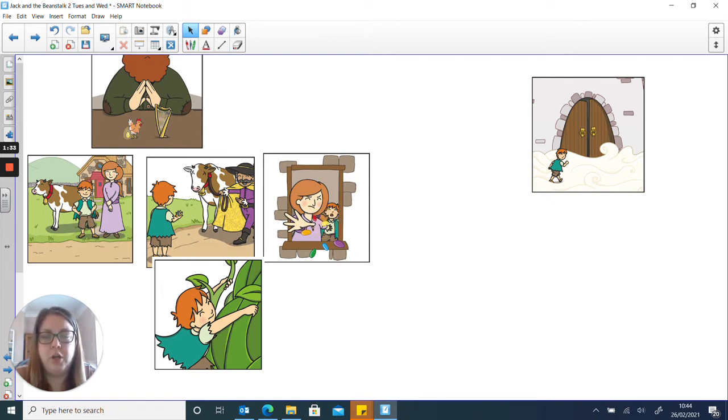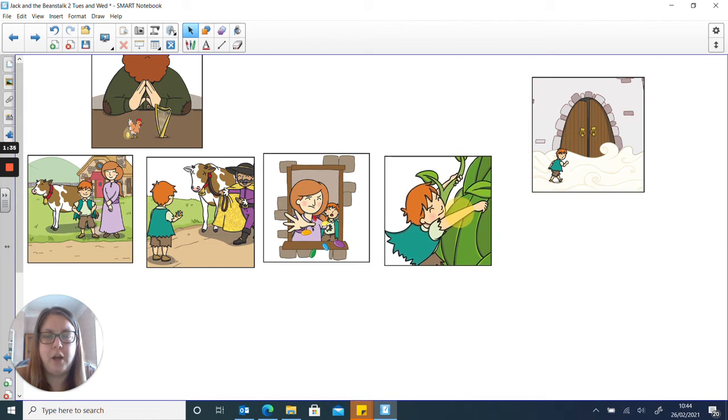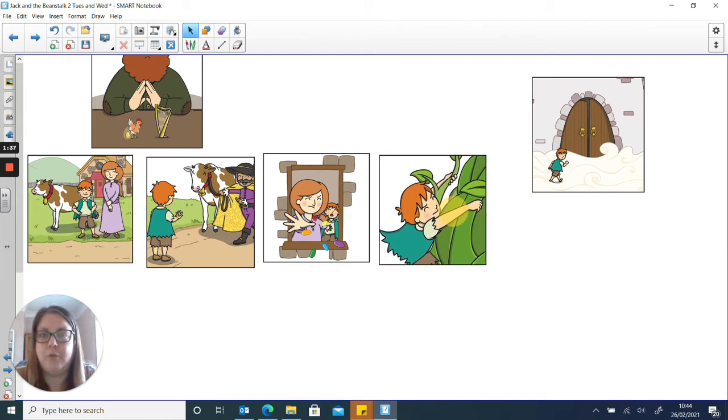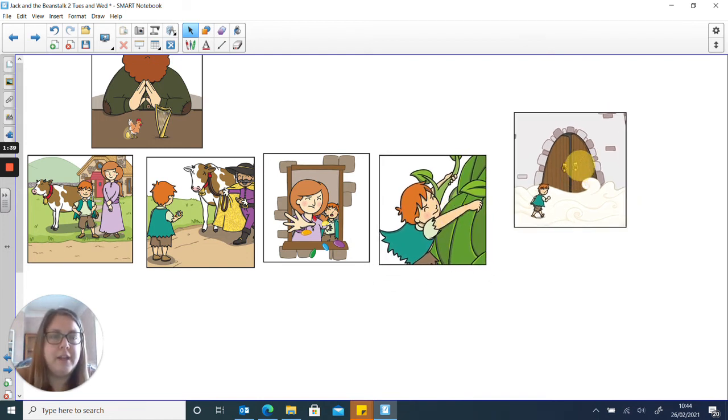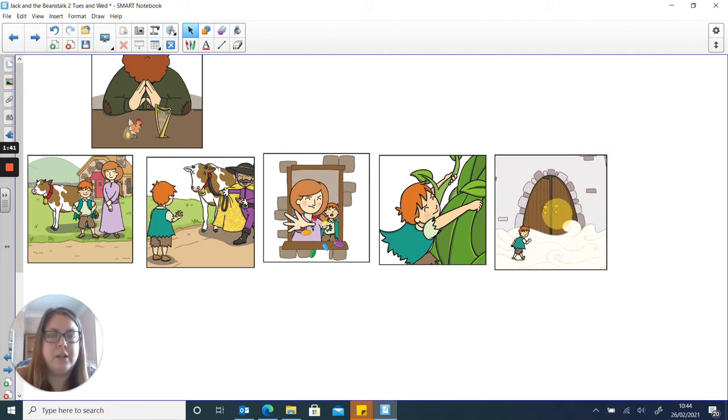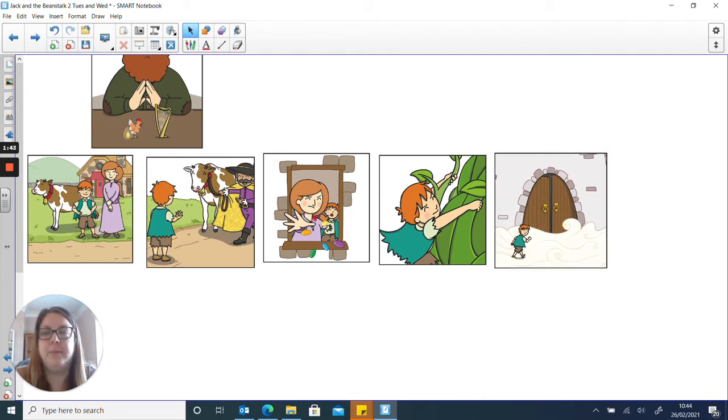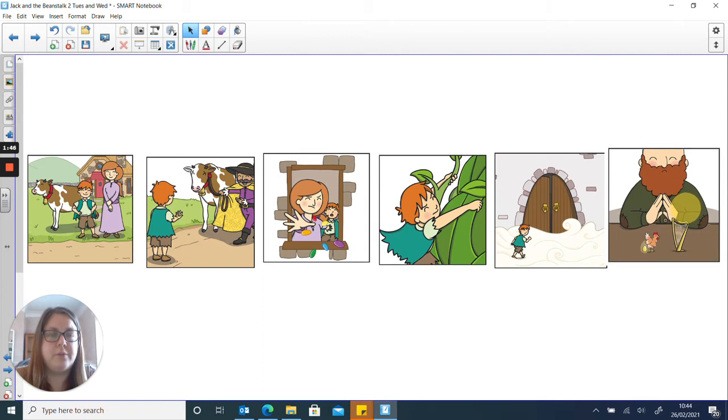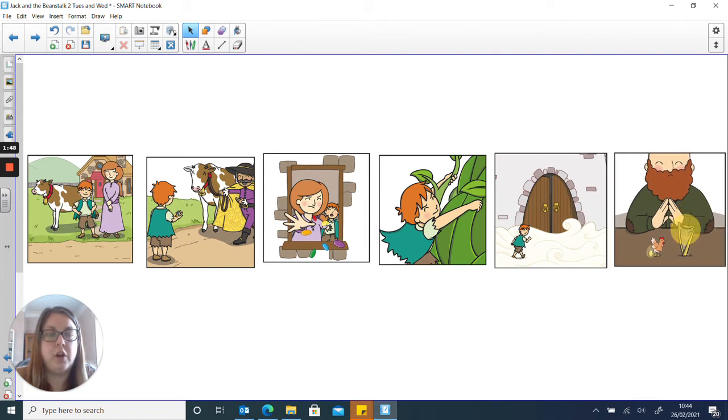But when Jack woke up, there was a massive beanstalk, and he decided to climb right to the top. Then he saw a big castle with some huge doors, and he went inside and found a giant with a golden harp and a hen that lays golden eggs. Well done if you managed to put those pictures in the right order. It's quite difficult, isn't it, being able to talk about that and not move them at the same time. It was a little bit easier for me. So well done if you managed to do that.